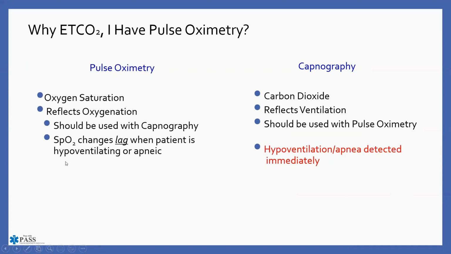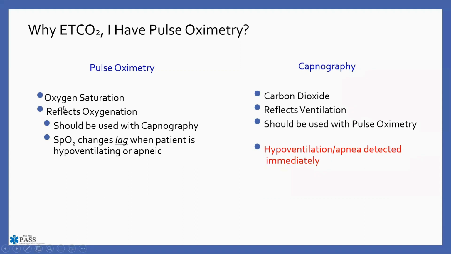And really the answer is this, and I'm going to show a quick slide, not go into too much detail on the slide here in just a moment, but it really has to do with a lag when the patient is hypoventilating or apneic. If you have a patient that is pretty well oxygenated and then they quit breathing, it can take a long time for that to show on your pulse oximetry.